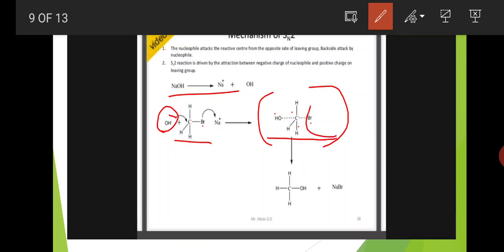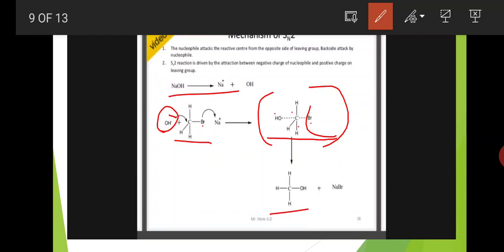After that bromine is eliminated outside and forms CH3OH, methanol or methyl alcohol. Okay, this is the SN2 reaction. In the SN2 reaction, bond breaking and bond formation happen simultaneously. So first the alkyl halide is attacked by the nucleophile from the backside and forms one intermediate. After that the halogen is eliminated and forms the new compound.